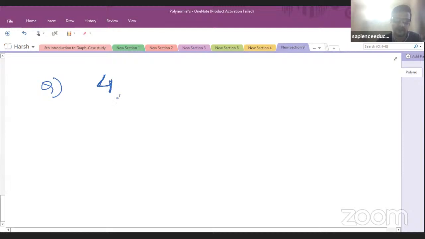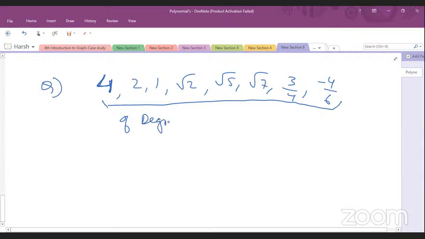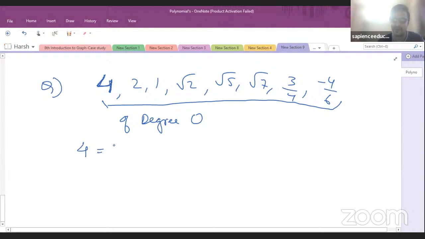All the constant numbers 4, 2, 1, or any irrational number, or any rational number like 3 by 4, 4 by 6, all these numbers are polynomials of degree 0. 4 can also be said as 4 into x to the power 0, which is equal to 4. So all these are polynomials of degree 0. Is it clear?